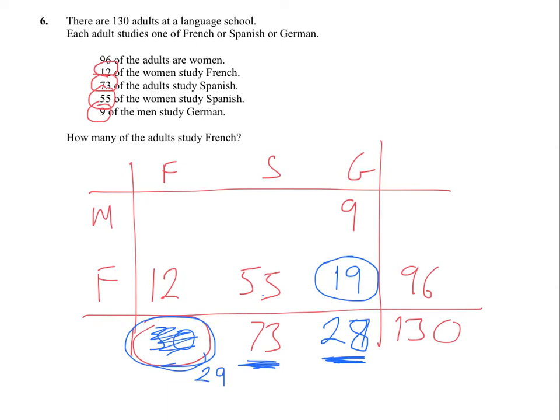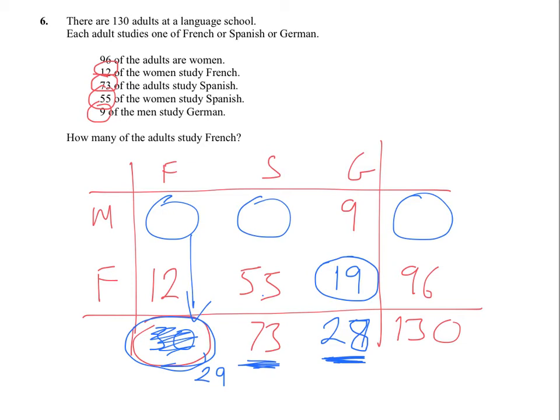So remember, with these two-way tables, the idea is look for something which is the only gap in that row or that column. So there's a couple of different ways of doing this. We could have filled in this gap first of all, and then this gap, and then this gap, and got to the 29 that way. But either way, 29 is our final answer.